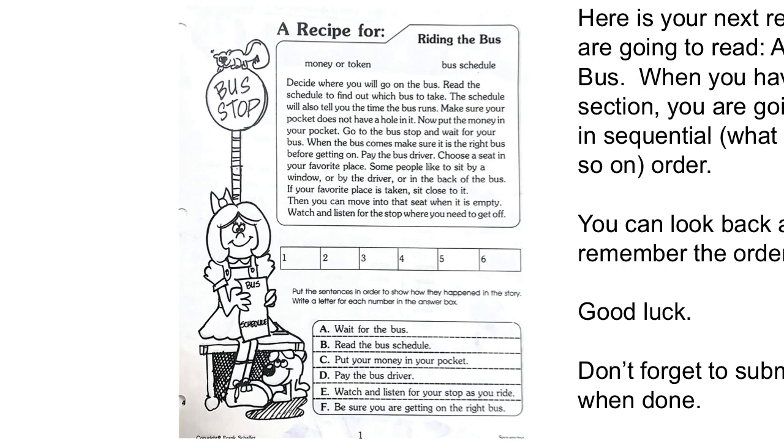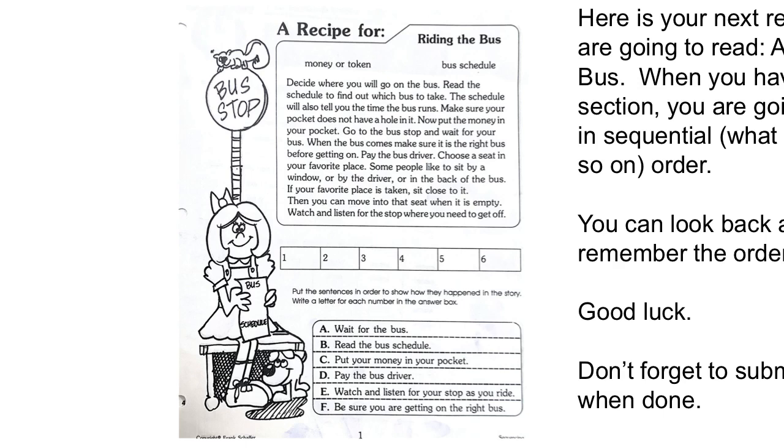So the first sentence says, decide where you will go on the bus. That's the first sentence. Now, when I look through my sentences A, B, C, D, E, or F: wait for the bus, read the bus schedule, put your money in your pocket, pay the bus driver, watch and listen for your stop as you ride, be sure you're getting on the right bus.